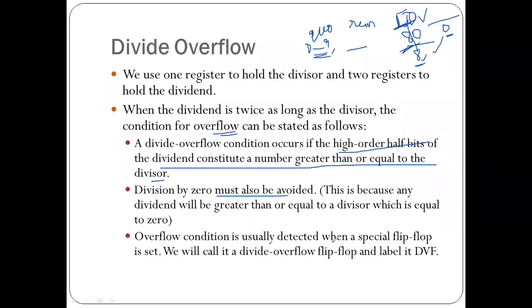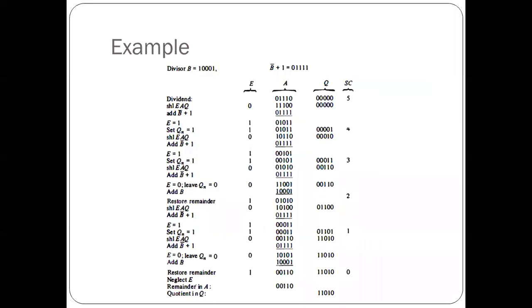The overflow condition is usually detected when a special flip-flop is set, that is DVF, the division overflow flag. A special flip-flop is dedicated to observing whether overflow occurred or not. If this is 1, it means the result is wrong. Division overflow occurred, we cannot perform the division. This is a division overflow.